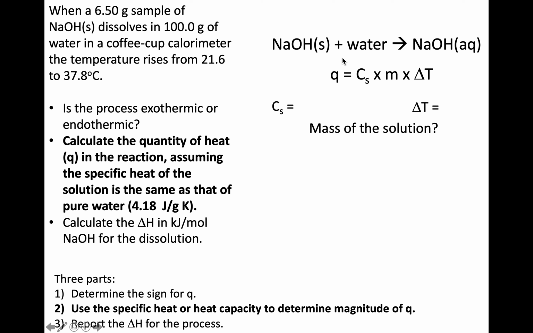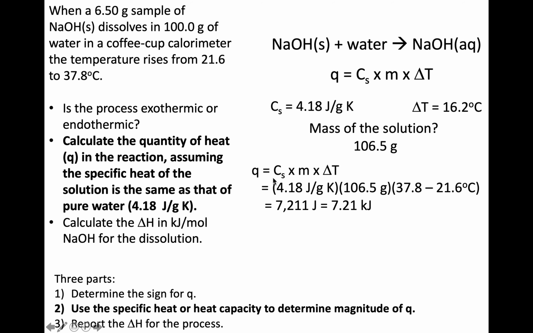So here's our expression. We've got a specific heat value. We have a change in temperature from looking at the thermometer. Mass of the solution, it's going to be the entire thing, meaning I'm going to be combining the 6.5 grams of sodium hydroxide and 100 grams of water. That is the mass of the entire solution. The entire solution is what's changing its temperature. So if we insert those, we can solve for the Q. This would be the Q value in either joules or kilojoules.